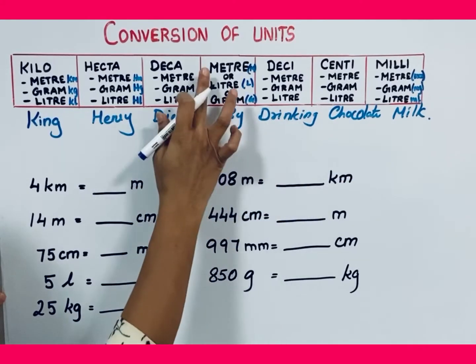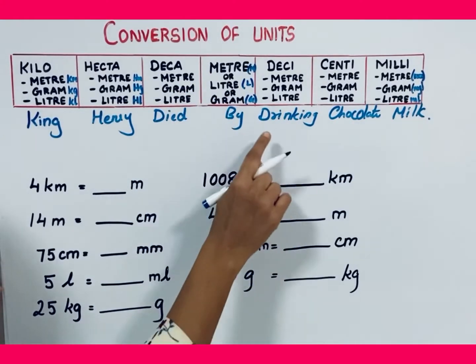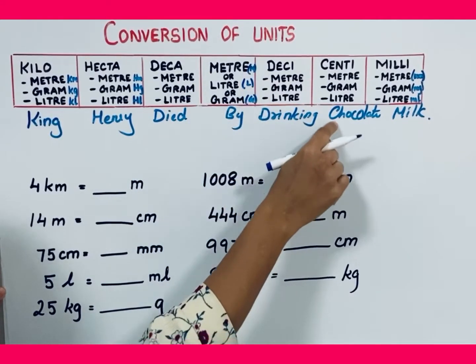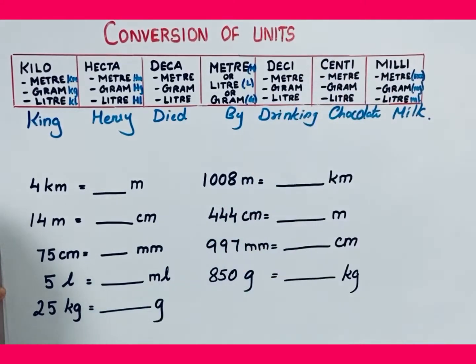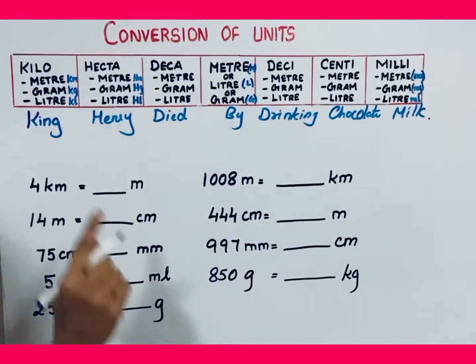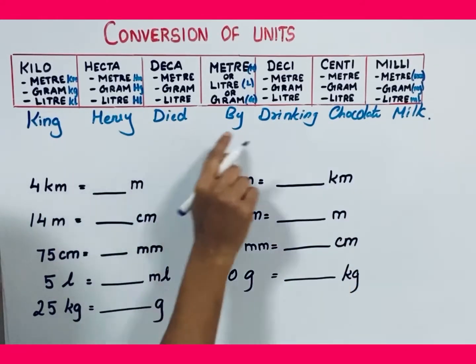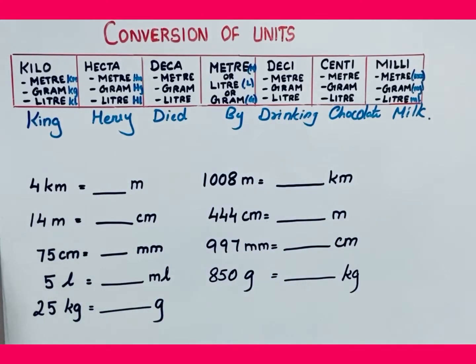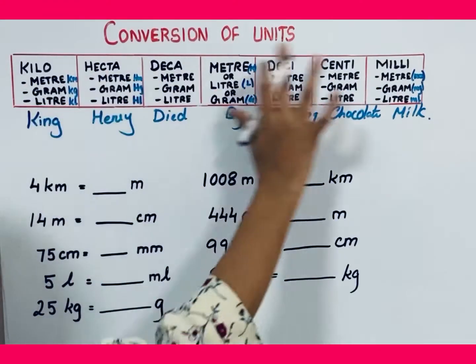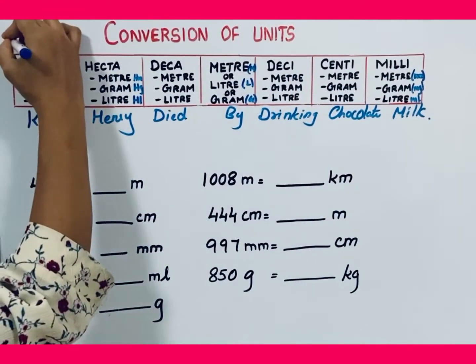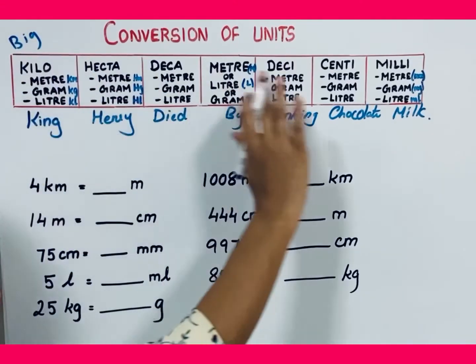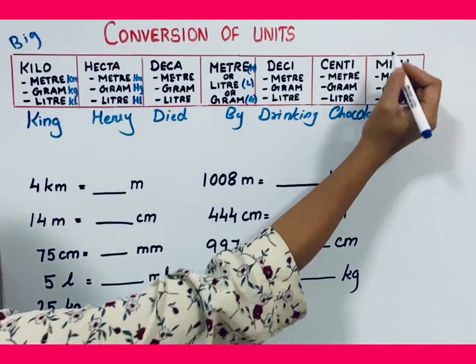The base can be meter, liter or gram. And drinking deci, chocolate centi, milk milli. So to remember these 7 units, you can remember by this: King Henry died by drinking chocolate milk. Now here the biggest of all the 7 units is this kilo.